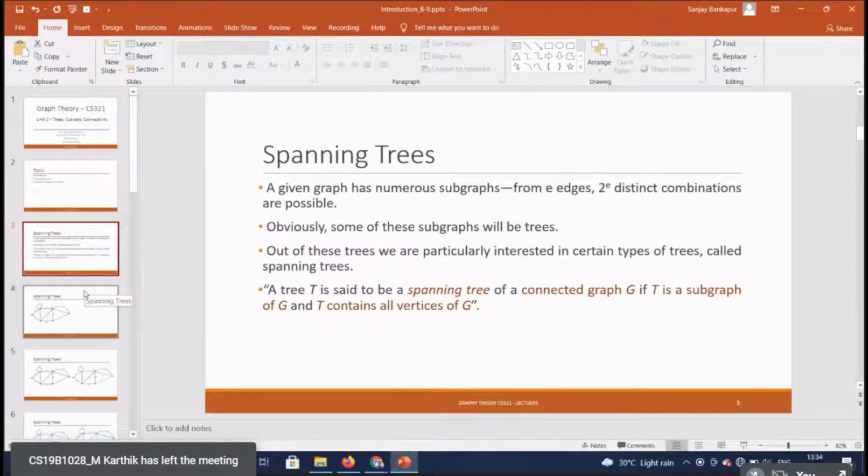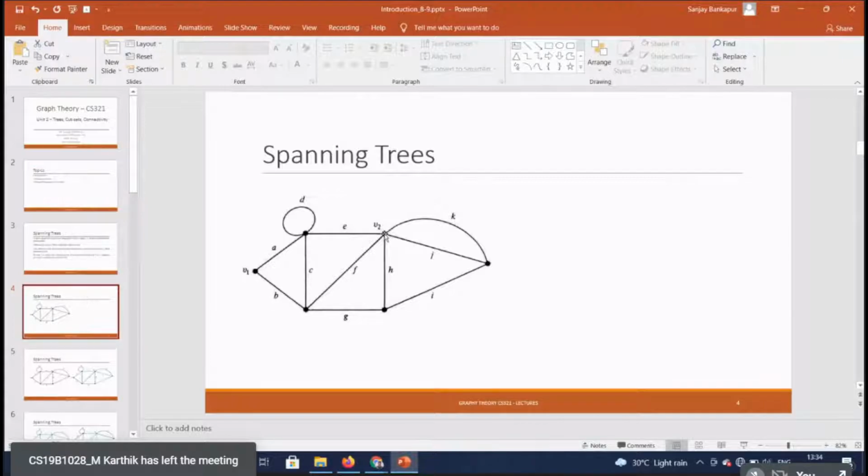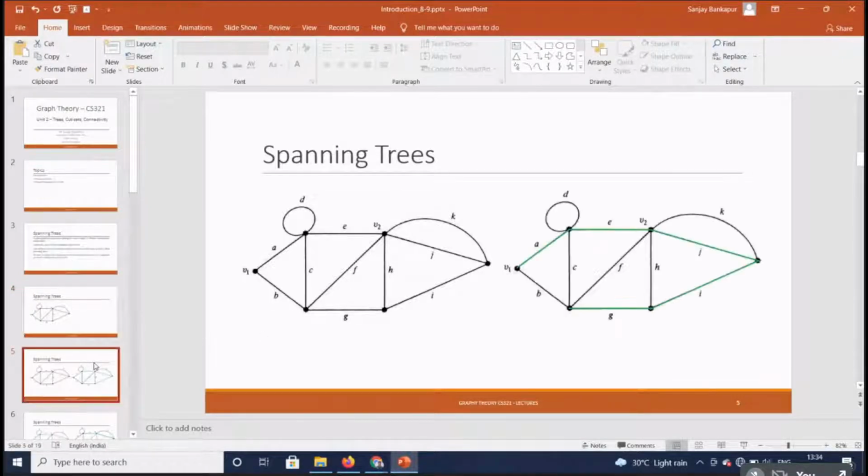We saw a few examples yesterday. One of the examples is this. We also saw a spanning tree for this graph, highlighted in green. All the vertices are covered, and it's a tree. There is no circuit, and it is minimally connected. The green one is a subgraph of the actual graph G which has all the vertices. So it's a spanning tree.